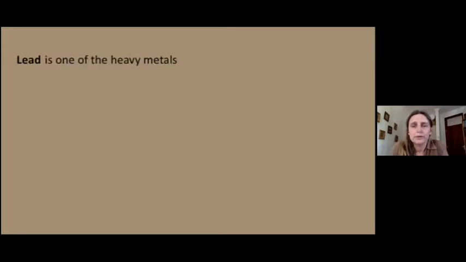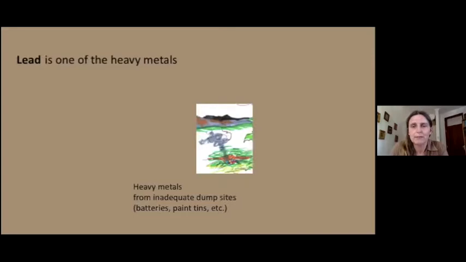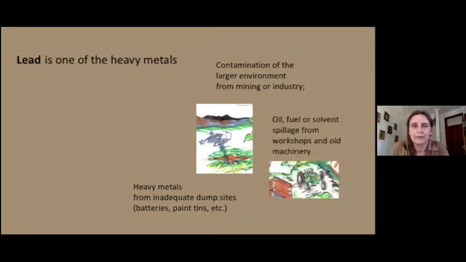One of the most dangerous contaminations is that of heavy metals, which come from waste dumps where we might have old batteries, paint tins, and so on. But it can also come from contamination in the larger environment, like from mining, which is a very dangerous source, or from industry. And then we might have old machinery or vehicle batteries sitting in the yard, or there might be spillage in the workshop from oils, solvents, and so on.